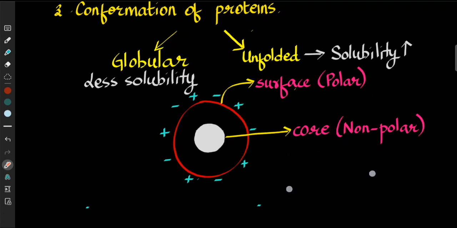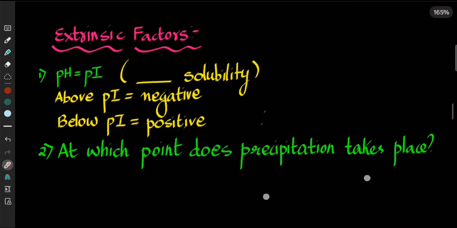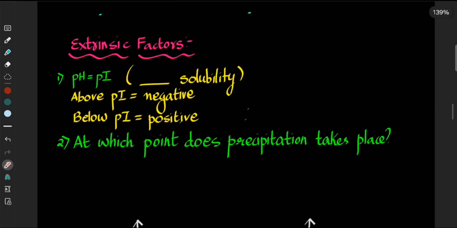Now let us try to see some of the extrinsic factors. So extrinsic factors means the environmental factors, like the pH, temperature. So we're going to learn about two. If you do not know what exactly is a PI, I request you to go back to my previous video and learn what exactly is PI. But let me tell you in a very short form that PI is actually the pH where it is an isoelectric point.